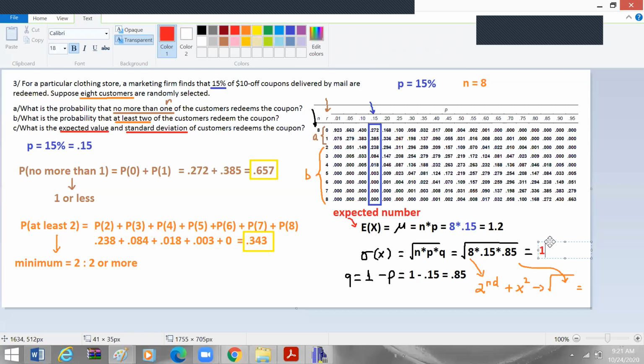Professor? Yes. How did you get the 0.85? Where did you get the 0.85 from? Subtract 1 from the p. I'm sorry, subtract p from 1. Subtract 0.15 from 1. So you're going to get 0.85 right there. Okay, thank you. You're very welcome for that.